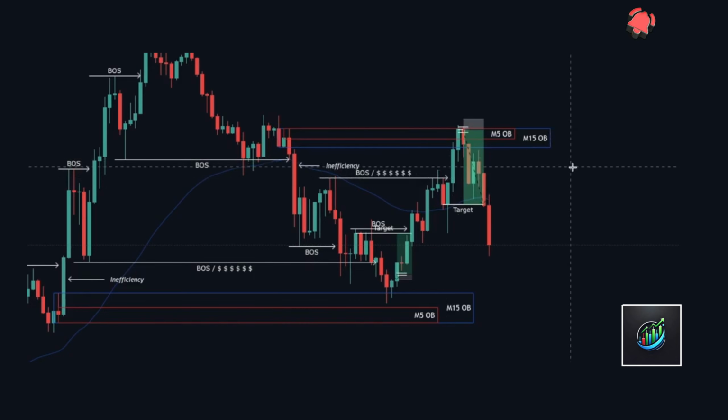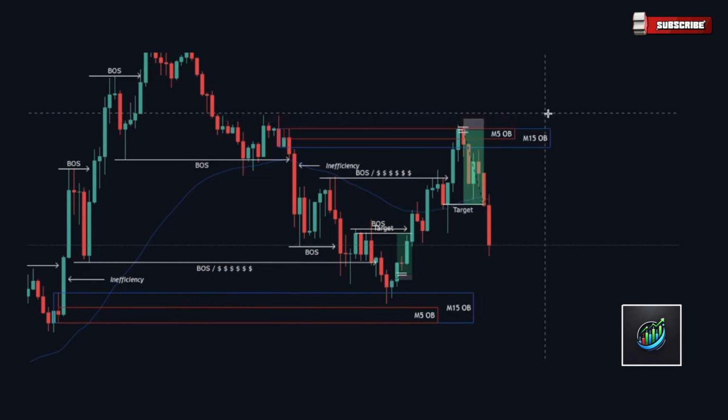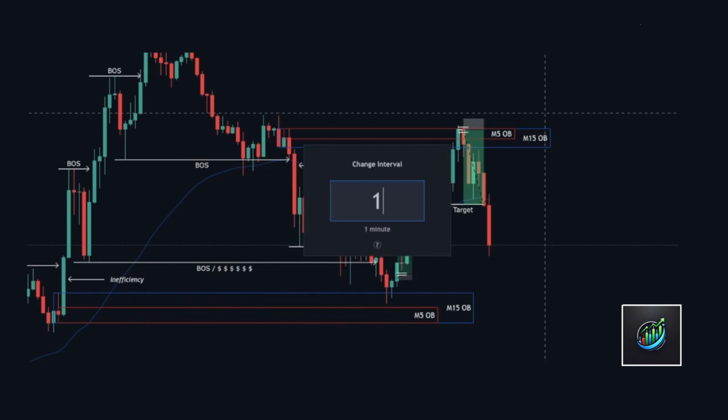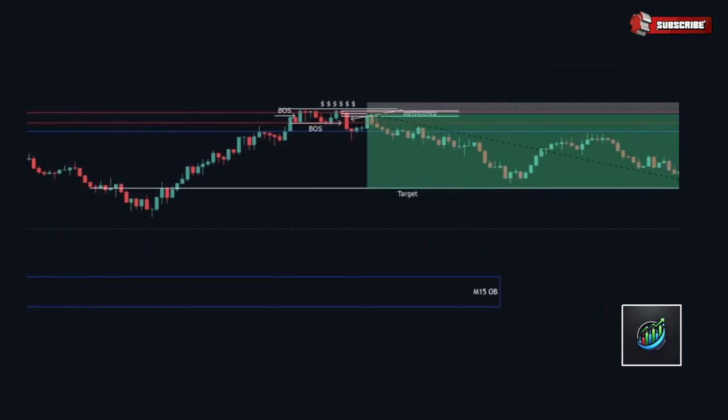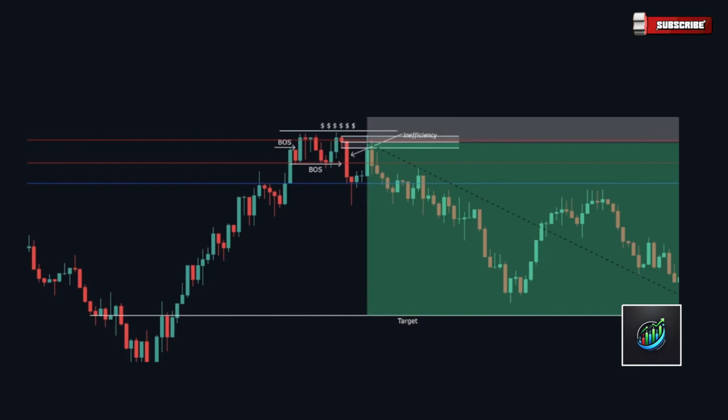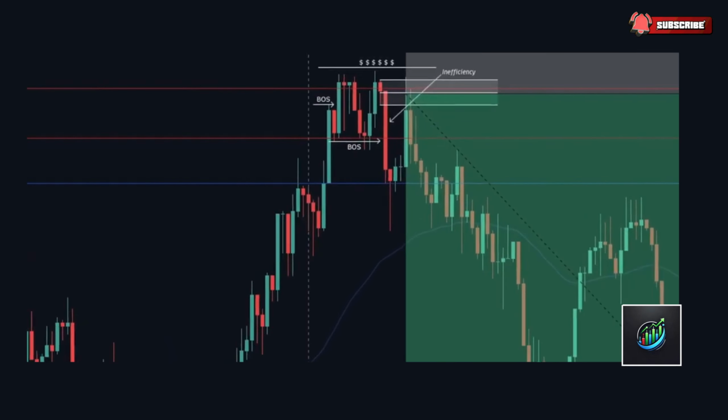And again, I don't take risk entries. I wouldn't have just got involved on the lower end of this wick with a stop loss above. I would have waited for the confirmation that I require to be able to do so, aiming for the prior 15-minute lows as well. So if I take your attention to the 1 minute, I'd like to show you how I executed this trade as well. Now, the red box is my 5-minute order block and the blue box is my 15-minute order block.